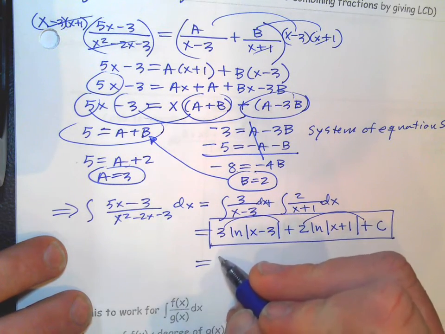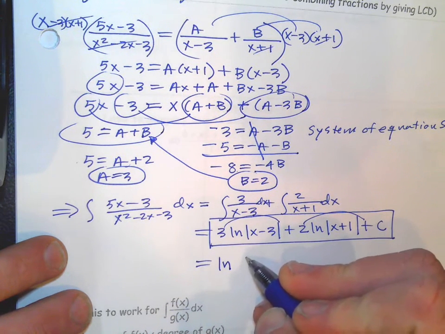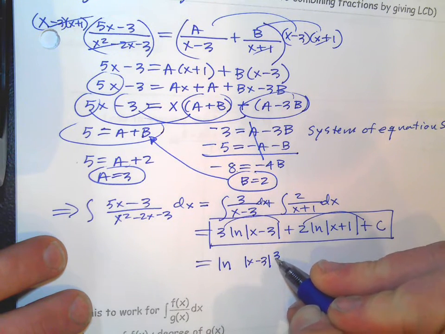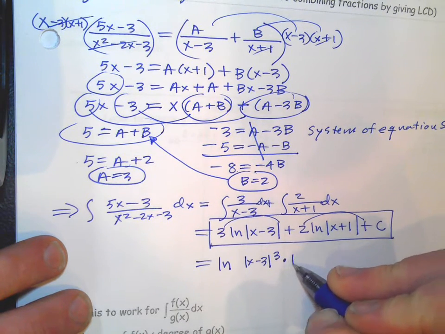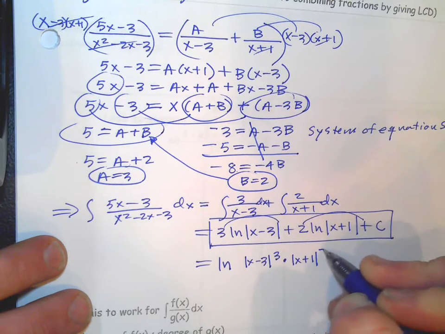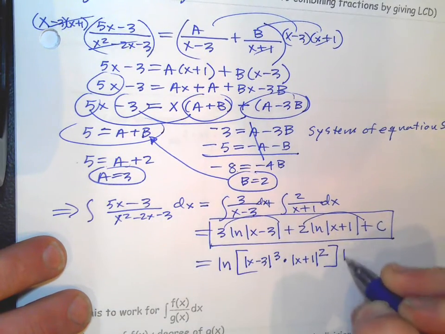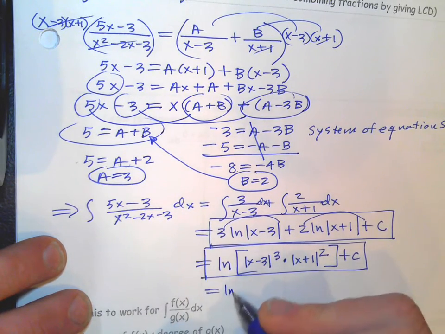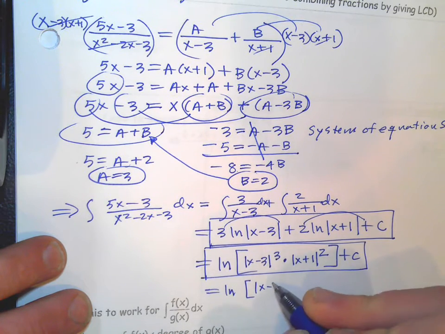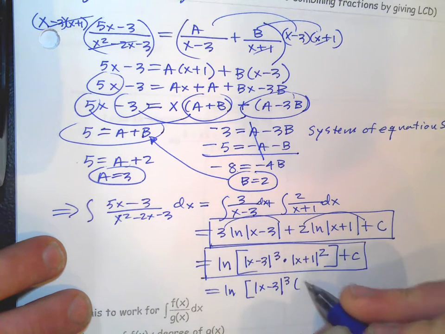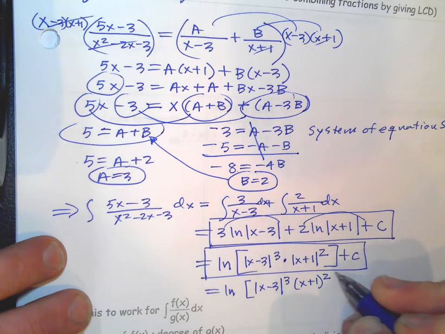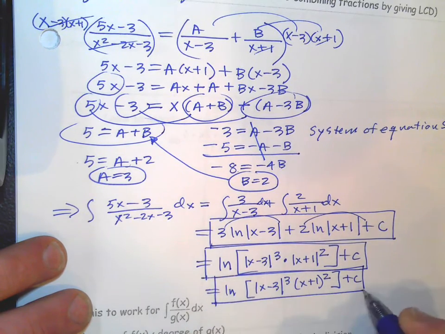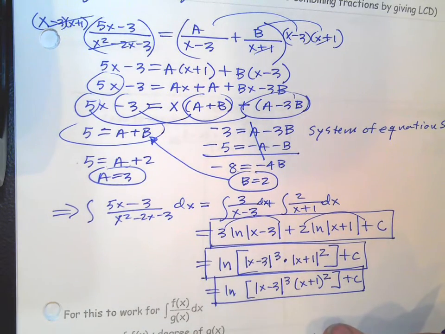So it's going to be natural log of the absolute value of x minus 3 cubed times the absolute value of x plus 1 squared. Right? That's the log rules. And we can write that a little nicer, because we don't need the absolute values around the x plus 1 anymore, since it's going to come out positive no matter what if you square it. You still need them here, because that would change the answer. So that seems like the most simplified answer.